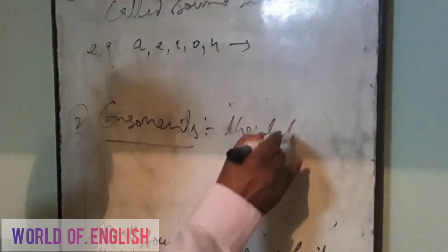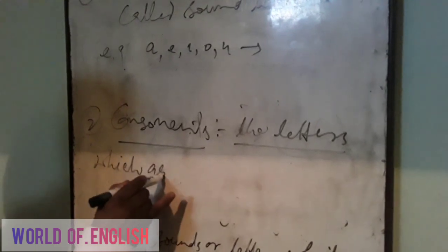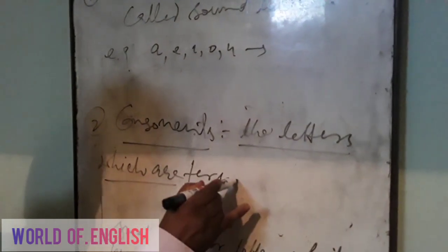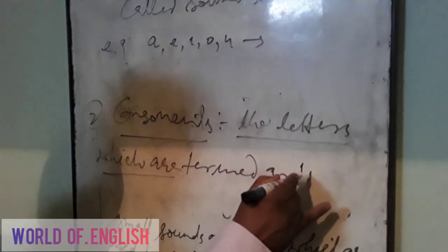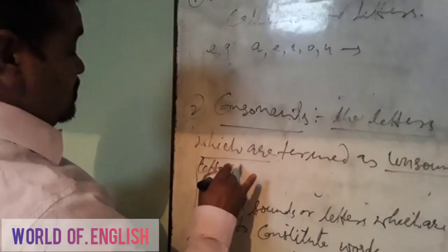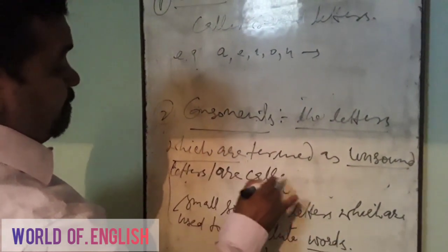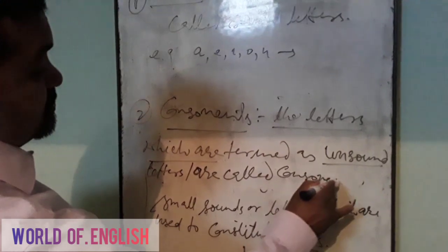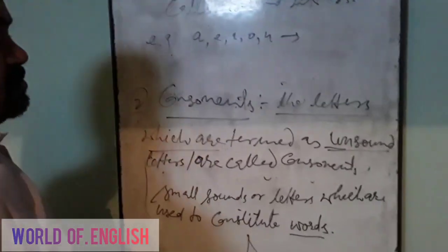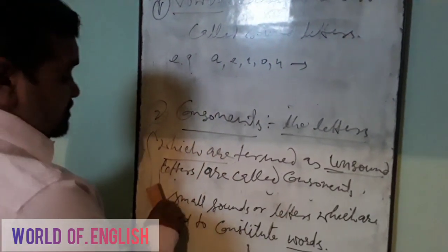The letters which are termed as unsound letters are called consonants. Sound letters and non-sound letters. Unsound letters: consonants.